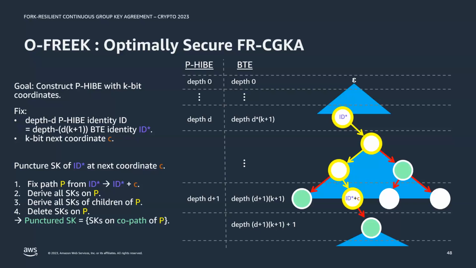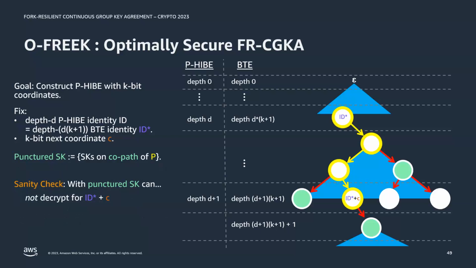Okay, so let's sanity check. Did we achieve our three goals? The first thing is, with this punctured key, can you still decrypt ID star plus C? Well, no, you can't. Because you don't have that secret key, nor do you have the secret key for any identity that's an ancestor of it, which you can use to derive it. So you cannot decrypt ID star plus C. So using this to distribute R is indeed forward secret once it's been punctured. So far, so good.